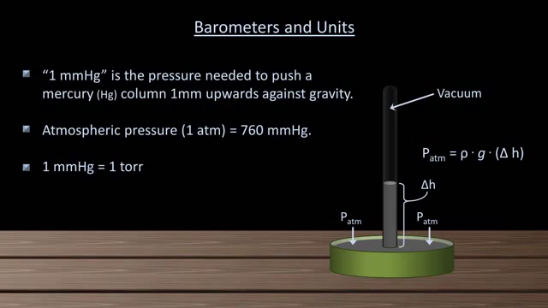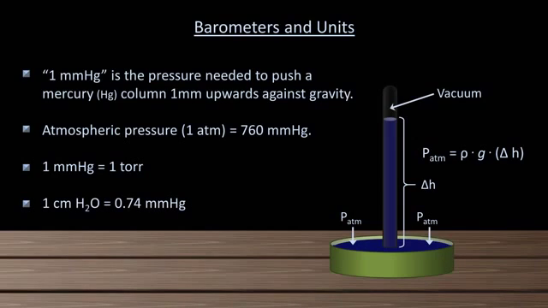In this circumstance, as water is much less dense than mercury, it will rise much higher in the column. An important and often unappreciated conversion is 1 centimeter of water equals 0.74 millimeters of mercury. If you're wondering where this comes from, it is the same ratio as the density of the two liquids, since that is the only variable aside from the outside pressure that determines the height of the fluid column.